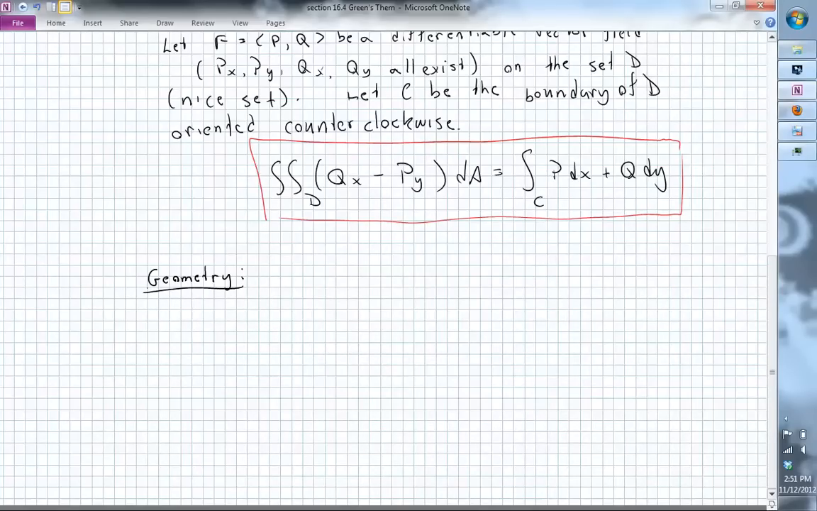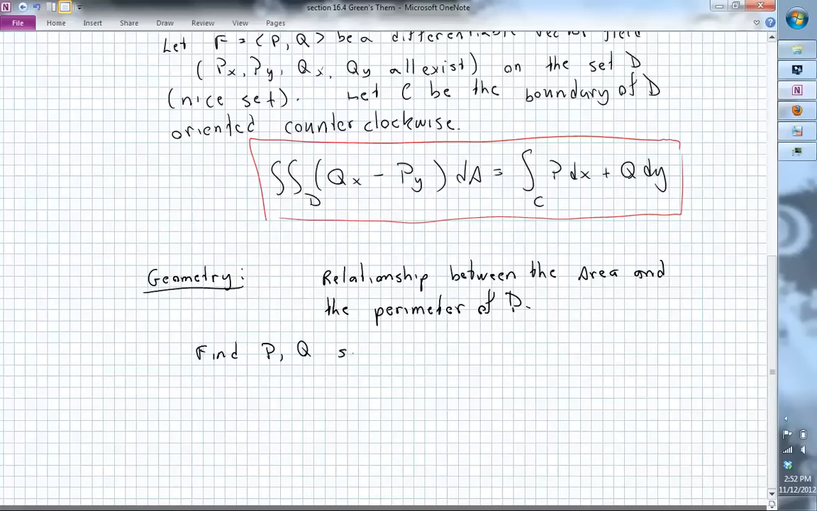There's an interesting geometric consequence of this. So there's a relationship between the area and the perimeter of D. Here's a question. Can you find P and Q so that QX minus PY equals 1? Can you do that? You have a lot of freedom, right? P and Q are just functions of X and Y, so they can be anything you like. Can you find any P and Q so that QX minus PY is equal to 1?